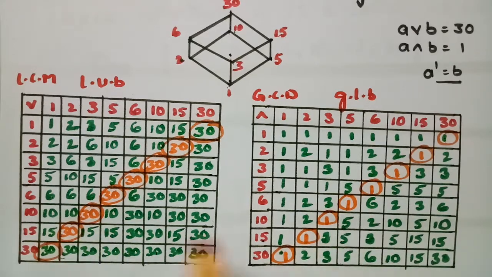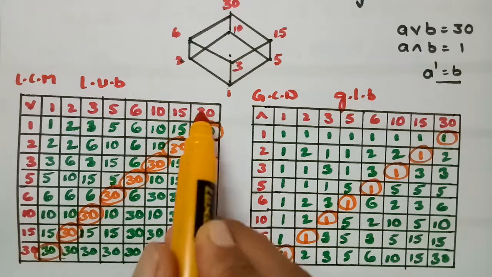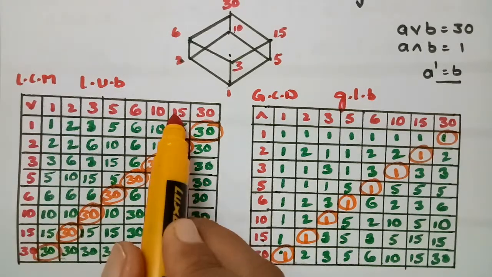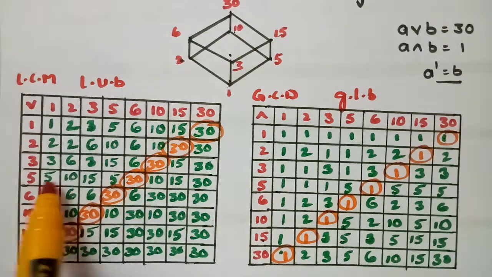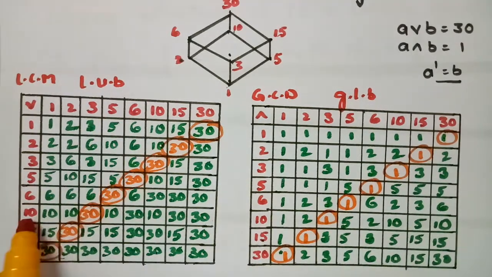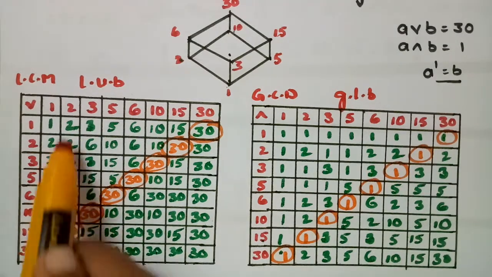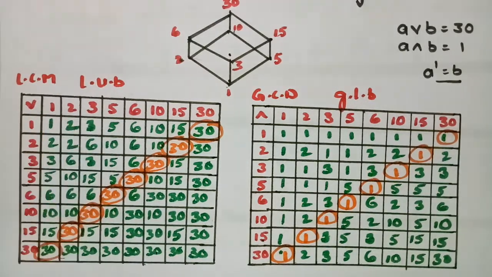So we have to plot like this, and immediately we can say that the complement of 1 is 30. The complement of 2 is 15. The complement of 3 is 10. The complement of 5 is 6. The complement of 6 is 5. The complement of 10 is 3. And the complement of 15 is 2. And the complement of 30 is 1.